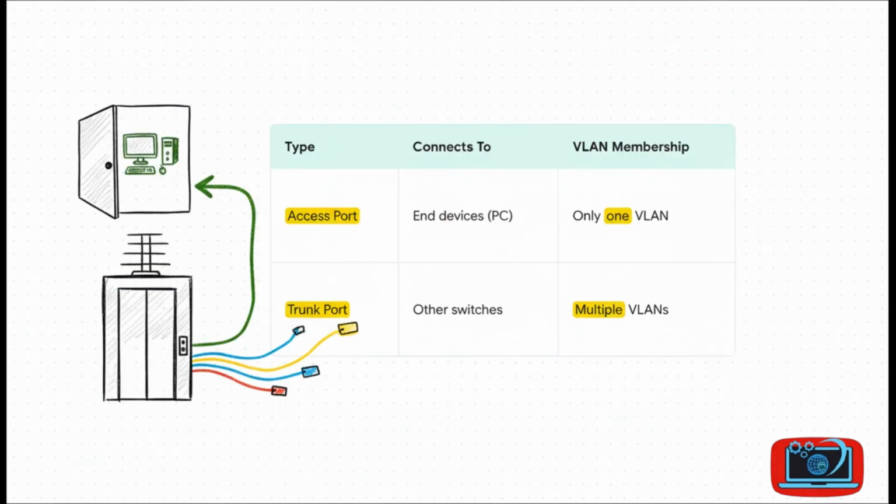Now, to make this whole tagging system work, switches have two main kinds of ports. The first is an access port. You can think of this like the door to a single office. It belongs to one and only one VLAN. This is where you'd plug in your computer or a printer.